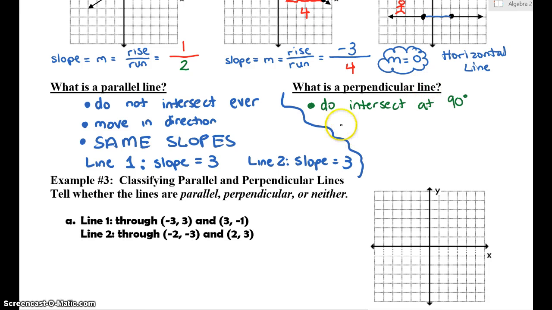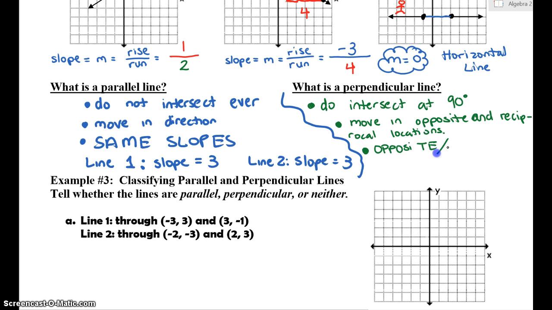All right, so these guys move in opposite and reciprocal directions. Okay, so here's what their slopes look like. They don't have the same slope, they have opposite and reciprocal slopes.